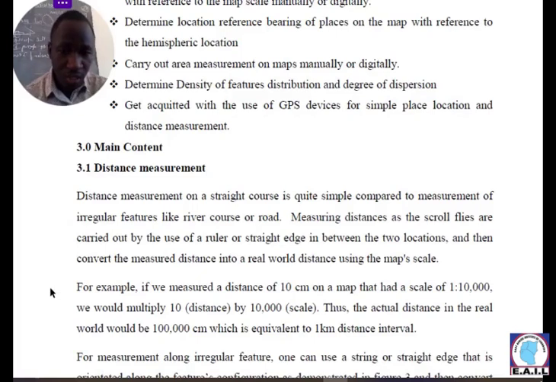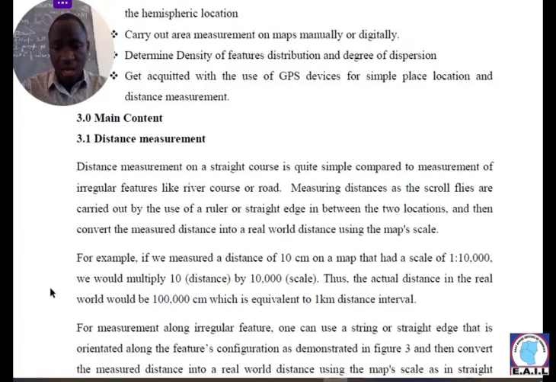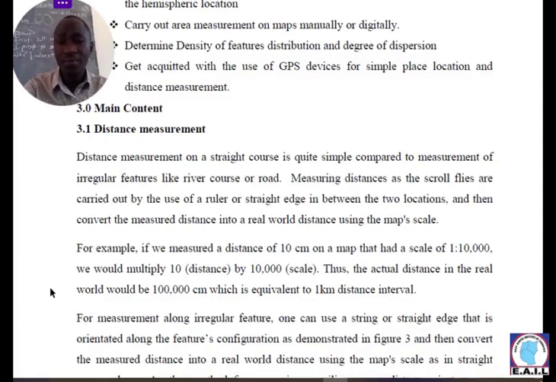Therefore, if you measured and found out that it was, for instance, 10 centimeters, that will require us to multiply it with what we call the scale. When you look at the scale, you may be given some map extracts with a ratio of 1 to 500,000, or others may have a ratio of 1 to 1,000. So here we are going to be multiplying straight away. For instance, we shall be multiplying with 10,000, which will give us a total of 100,000. That's how we calculate distance on objects with straight distance.